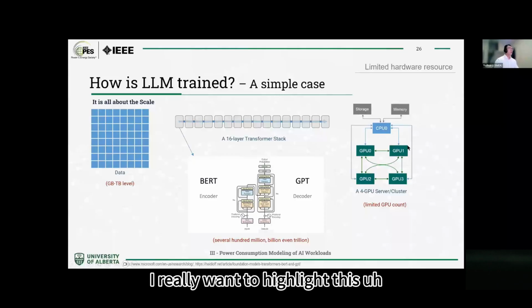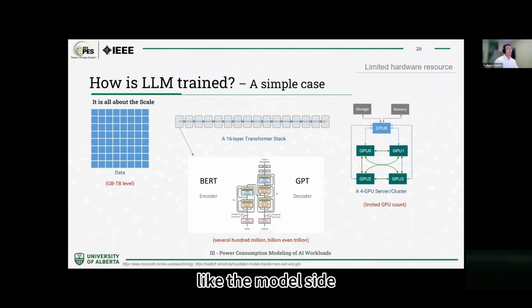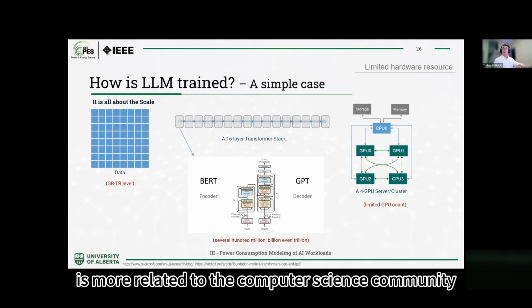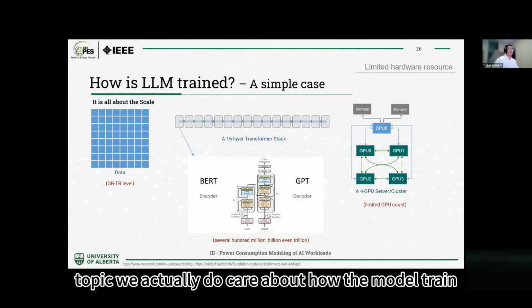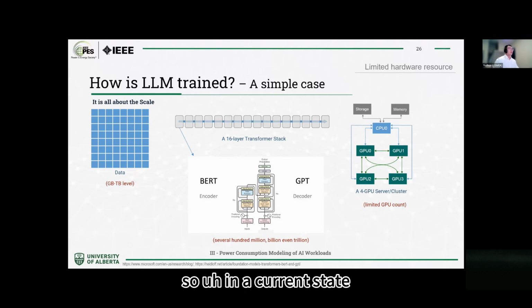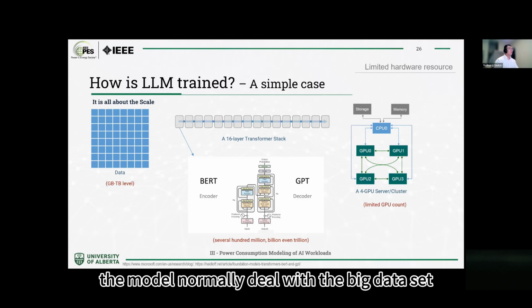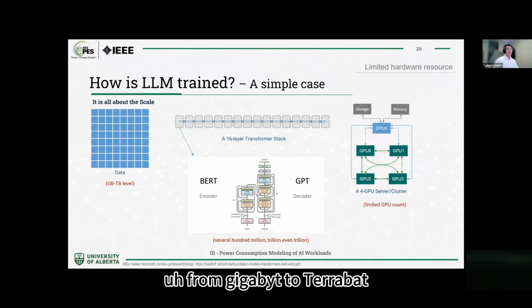I really want to highlight this problem: how the LLM is trained. The model side is more related to the computer science community, but in this particular topic, we actually do care about how the model is trained. In the current state, the model normally deals with big data sets from gigabytes to terabytes, and with millions, billions, even trillions of parameters.